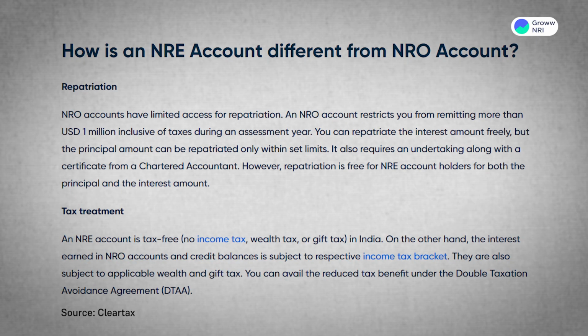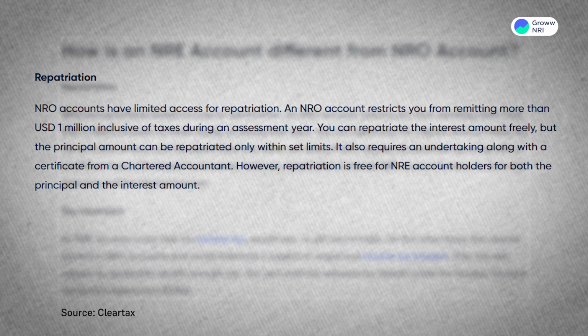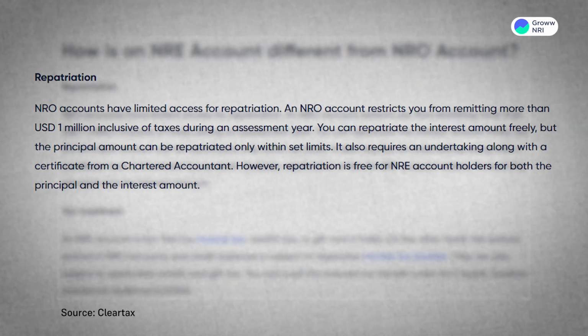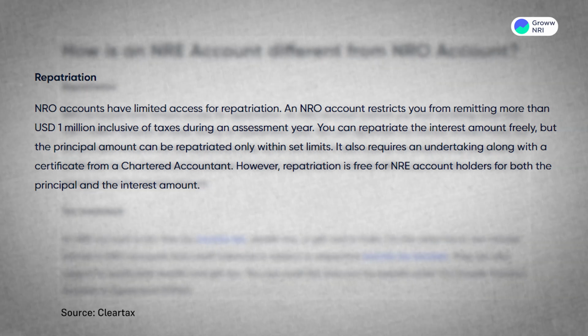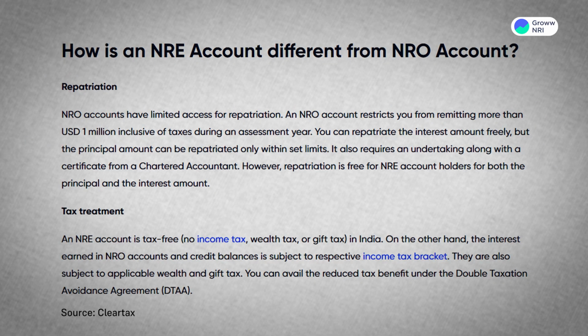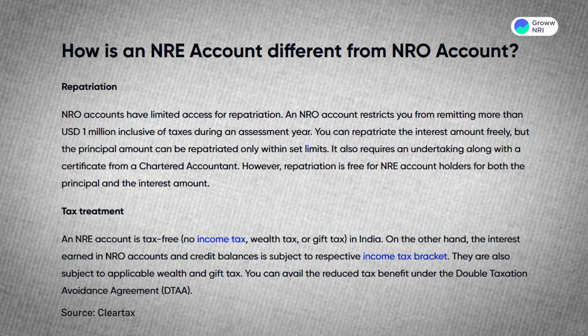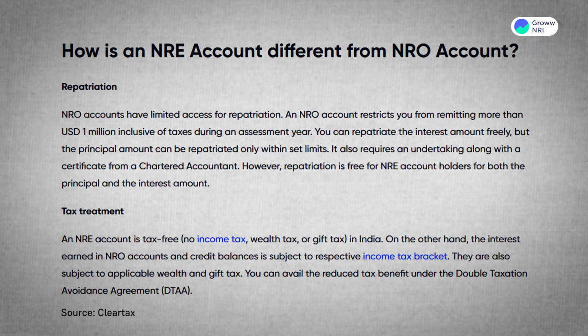We know you're wondering what this new jargon means. Don't worry, we got you. Repatriation in this context means returning the money from a bank account in India to an account in the country you currently reside in. With an NRO account, you can transfer up to $1 million from your Indian account during an assessment year. While you can repatriate the interest amount freely, the principal amount can be repatriated within certain limits.